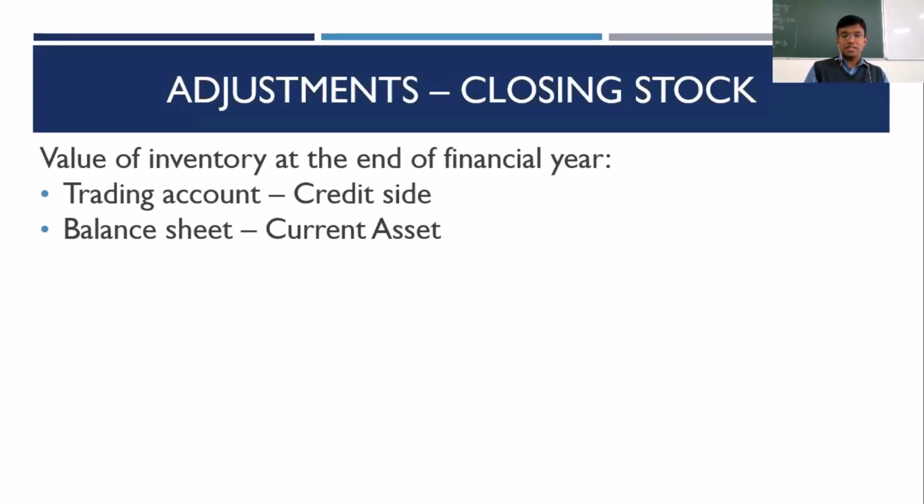So the first place is the trading account, on the credit side, as a part of the format that you have already learned. You know that it would be coming on the credit side. The second place that you will be treating it is on the balance sheet, in the current asset section. So these are the two treatments with respect to the closing stock.